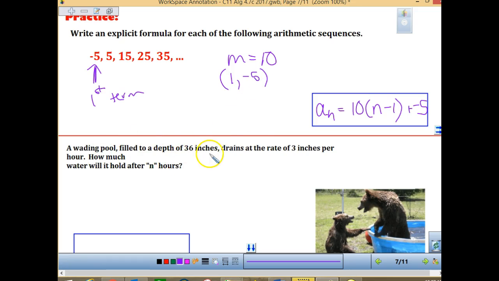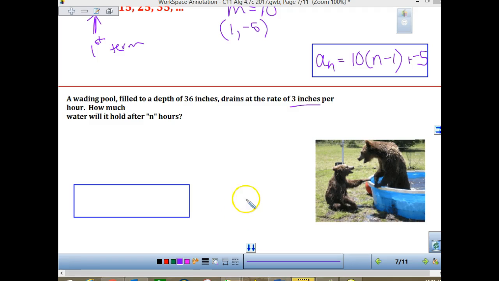So a wading pool filled to the depth of 36 inches drains out at a rate of 3 inches per hour. How much water is going to be in our bear's wading tank? They're spilling the water out. Do we know the first term? Yeah, the first one is 36. Do we know our common difference or our slope? There you go. Write the equation, please.